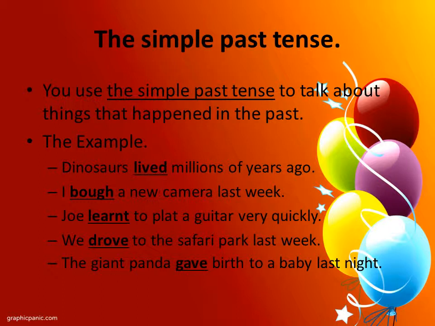The simple past tense. You use the simple past tense to talk about things that happened in the past. For example: dinosaurs lived millions of years ago. I bought a new camera last week. Joe learned to play the guitar very quickly. We drove to the safari park last week. The giant panda gave birth to a baby last night.